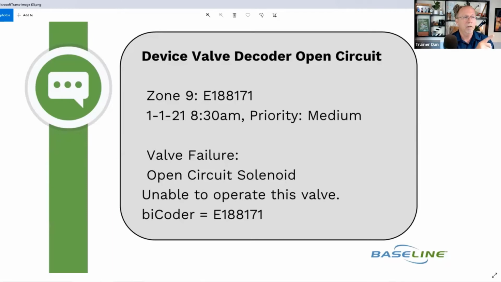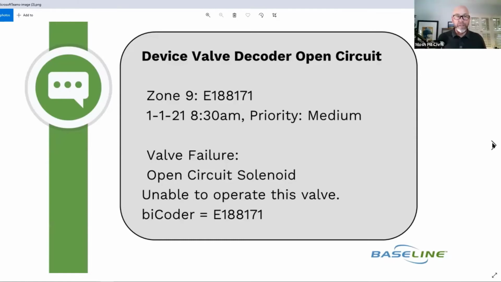The other thing about this one is the E288171. That's a 2-zone bicoder. So there's another one. It could be 170 or 172, one right above or right below it. It could have a problem or maybe not, but it could tell me information about it as well.